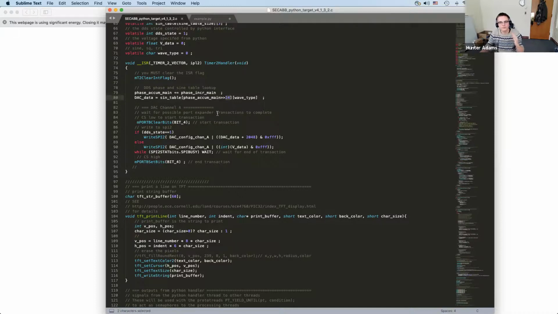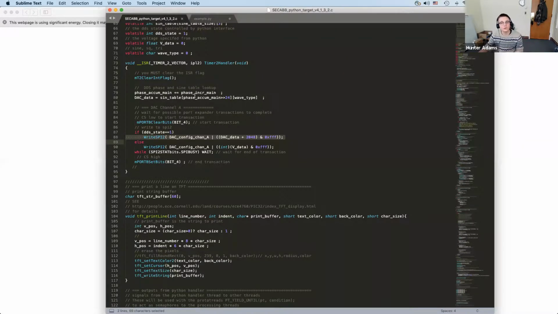I've gotten some questions about this shift right by 24. This is because we're using the top 8 bits of the phase accumulator variable to index into the sine table. So we just shift right, we truncate out all the fractional part. And we're just indexing into this 256 element sine table using the top 8 bits of phase accumulator. So we increment our accumulator, we look up the sine amplitude at that accumulator value, and we write it to the DAC. And that's all that happens.